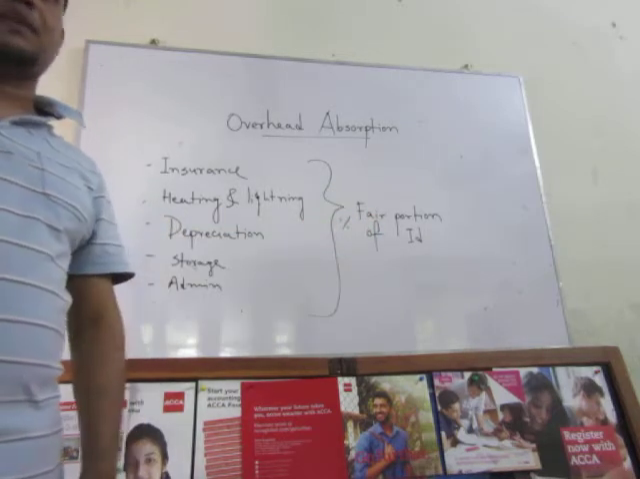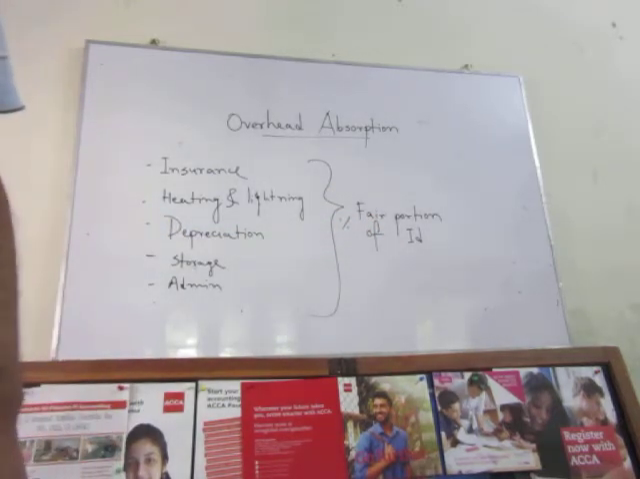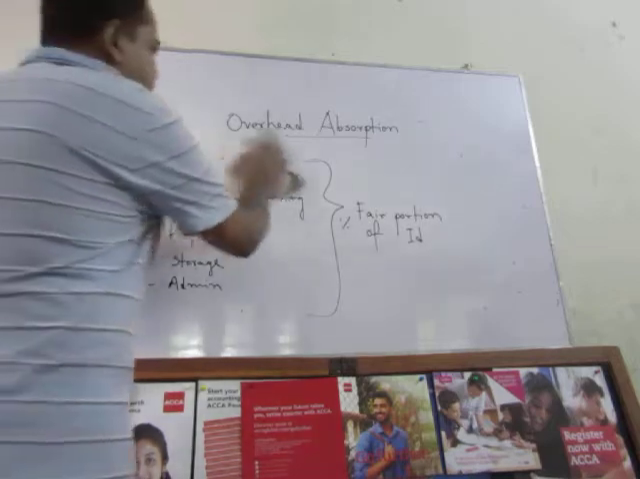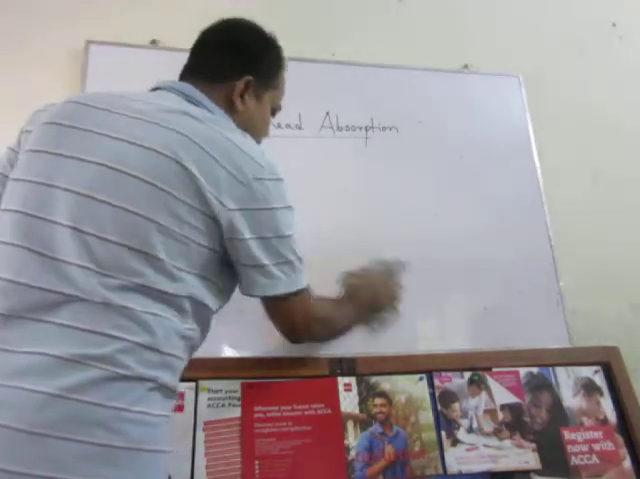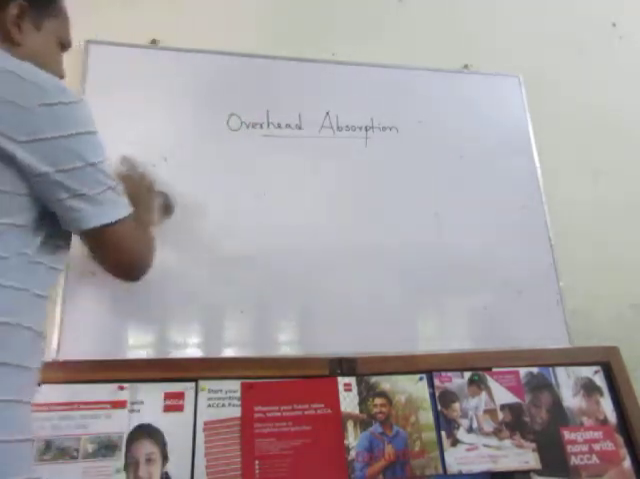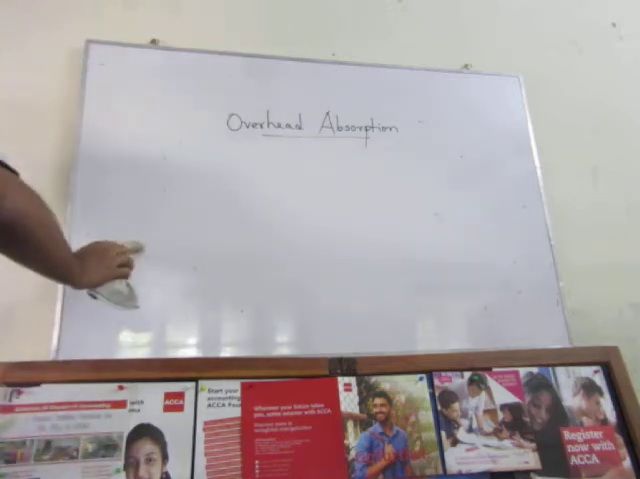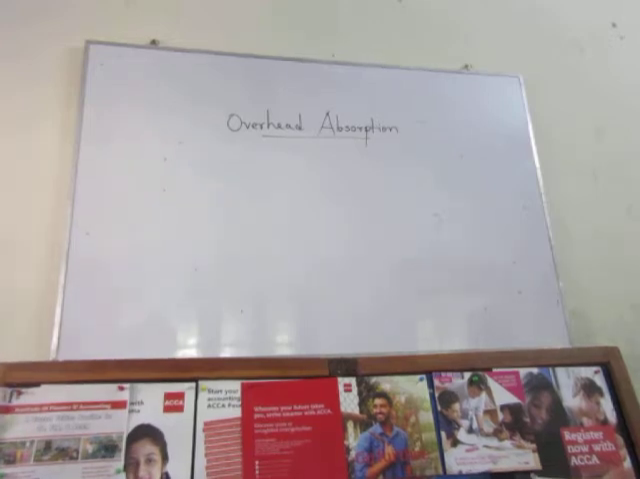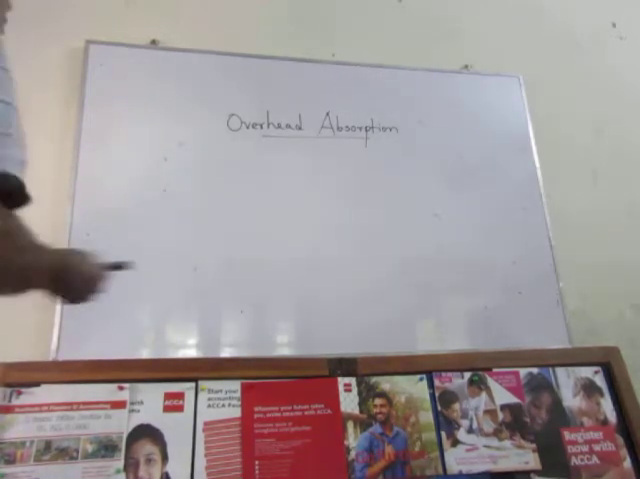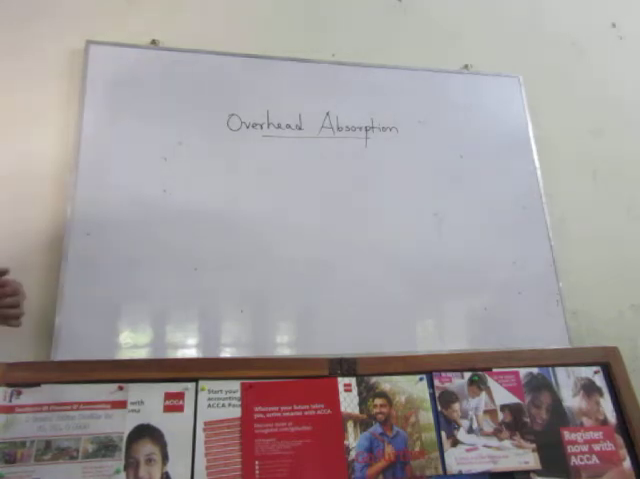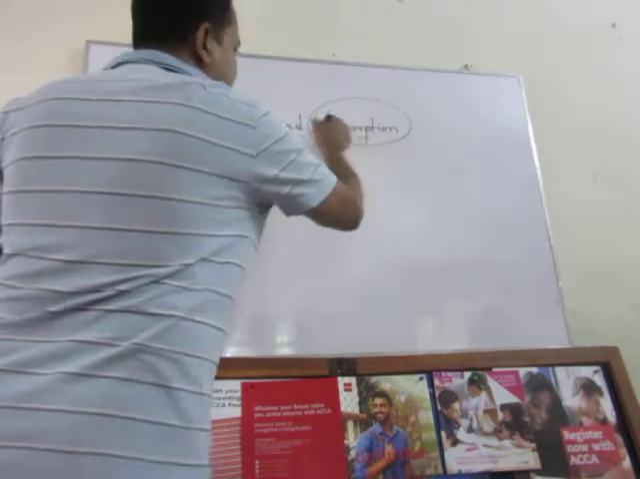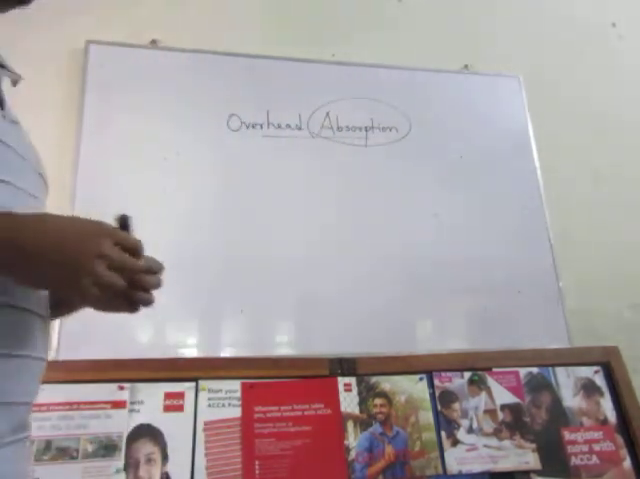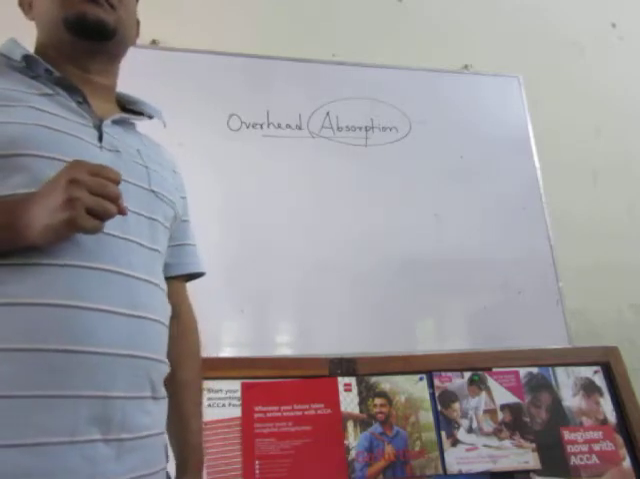So, a particular kind of classification, right? Now, the thing is, how can we go about doing this overhead absorption costing? If you want to find the absorption, the thing is absorbing something.